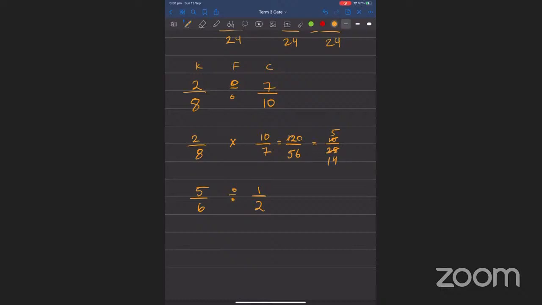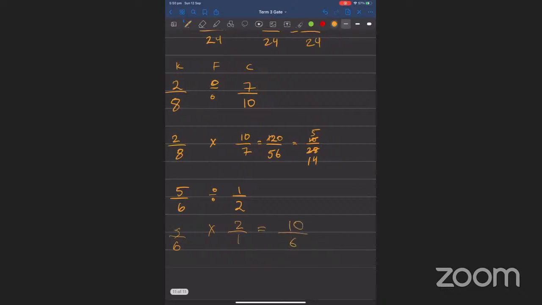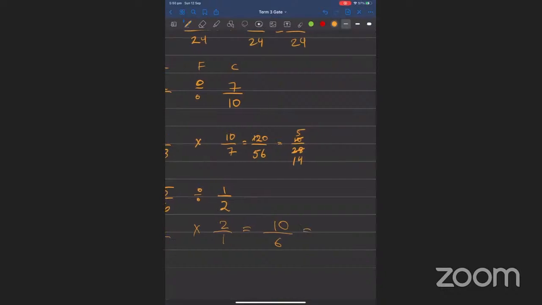All right. So again, you keep the left-hand side, 5/6. You change division to multiplication, and you change 1/2 into 2/1. And this becomes 5 times 2 is 10. 6 times 1 is 6. So the answer is basically 10/6 or 5/3. All right, that's pretty much it.